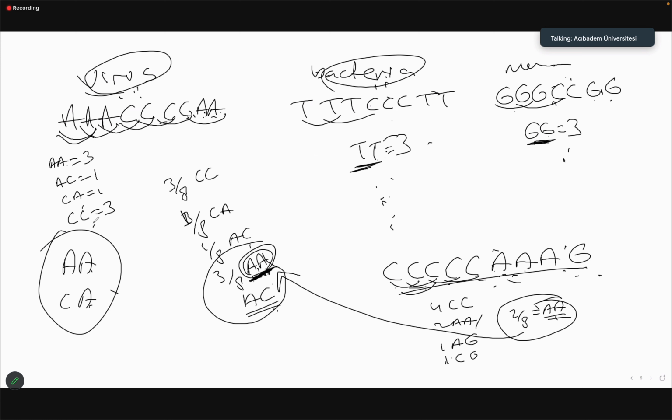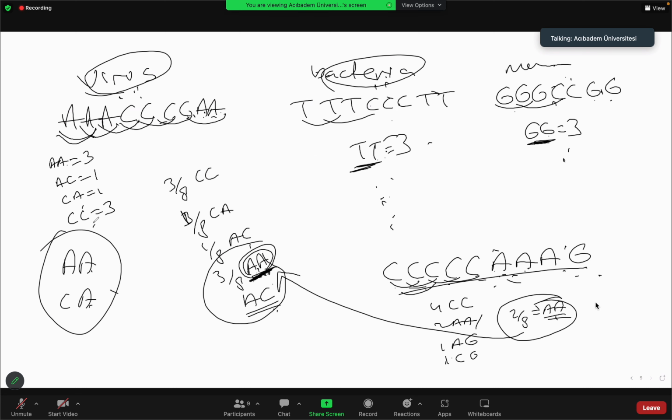The result would say that this is a virus sequence because it has 3 out of 8 viral motifs, 1 out of 8 bacterial motifs, and 1 out of 10 mammalian motifs. So since the abundant one is the viral motifs, this sequence belongs to a viral sequence. I want you to write a code like that.